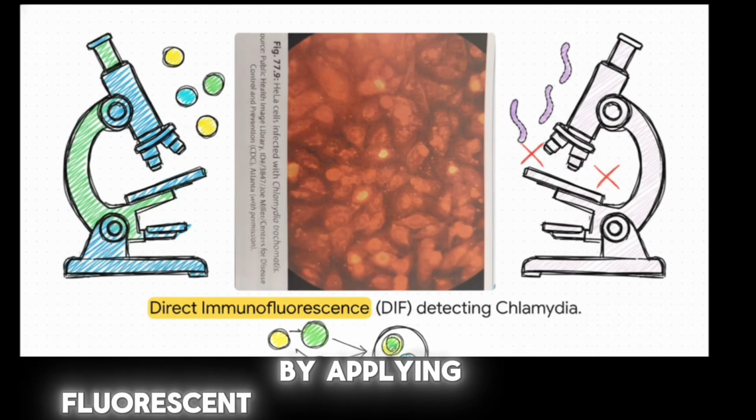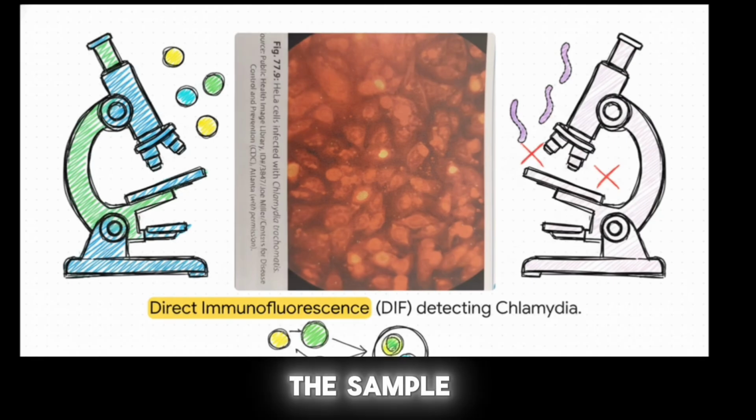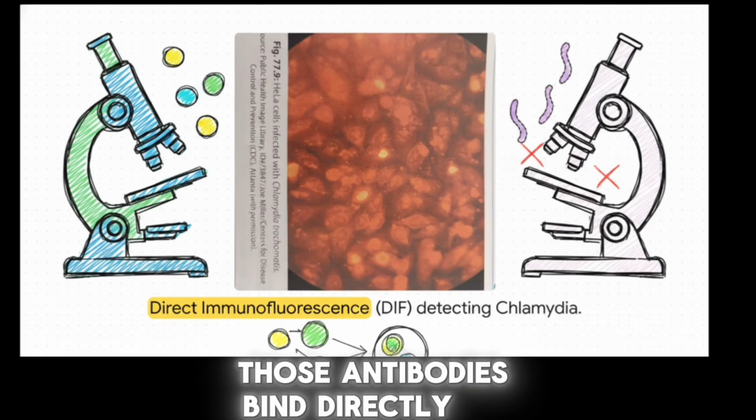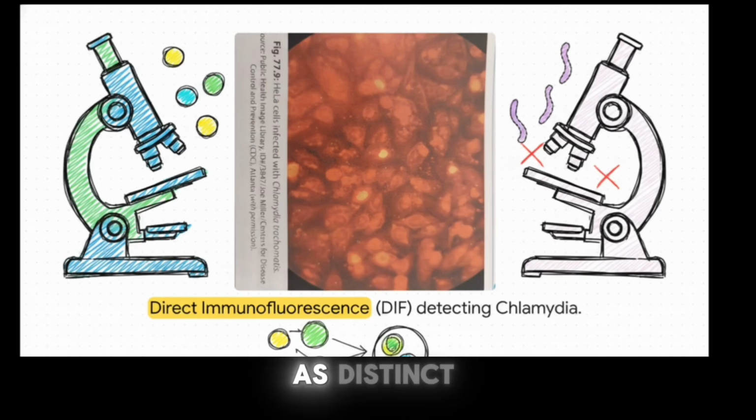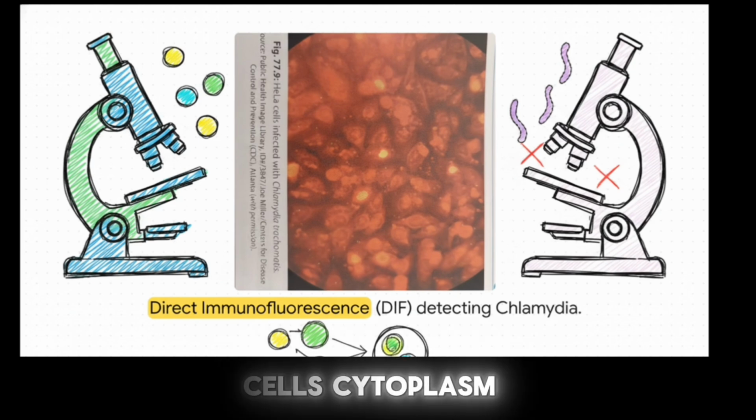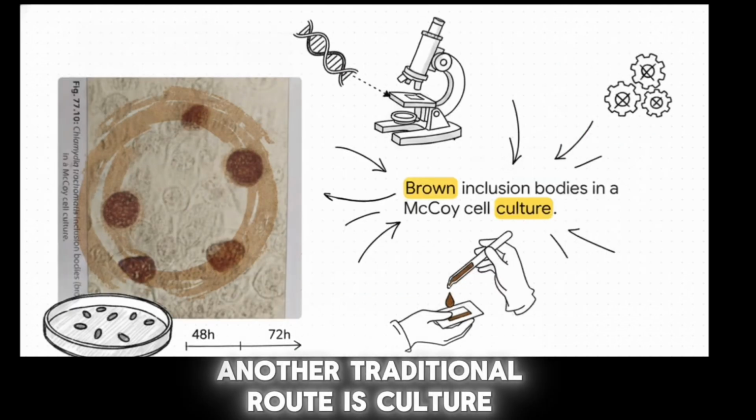By applying fluorescent monoclonal antibodies to the sample, those antibodies bind directly to the major outer membrane proteins. This allows us to literally see the pathogen glowing brightly as distinct inclusion bodies right there inside the host cell's cytoplasm.